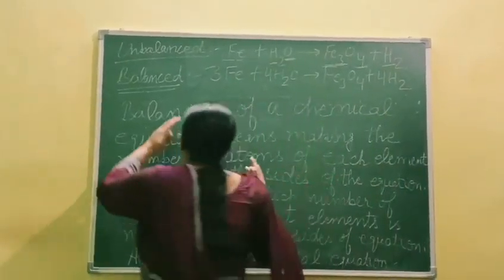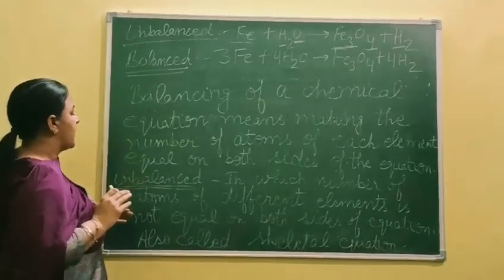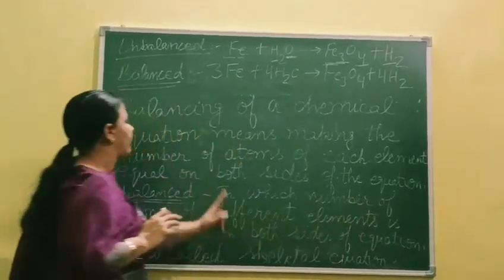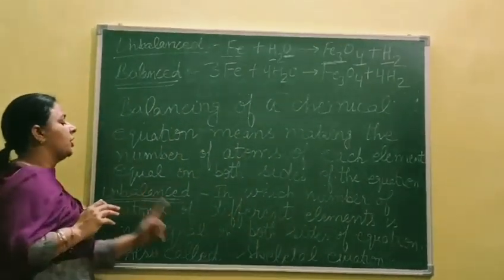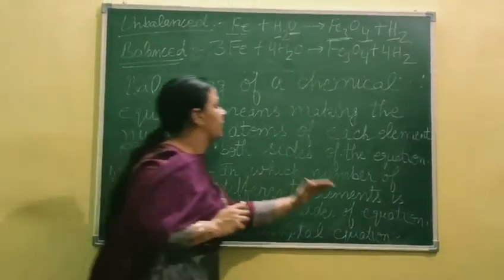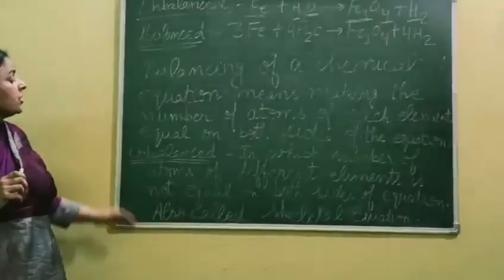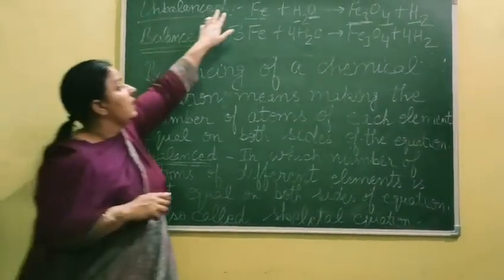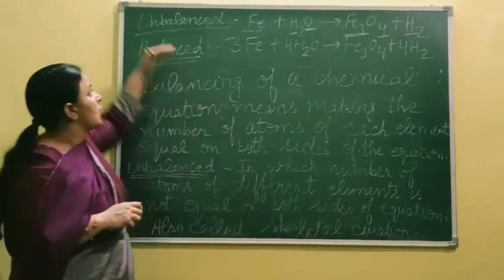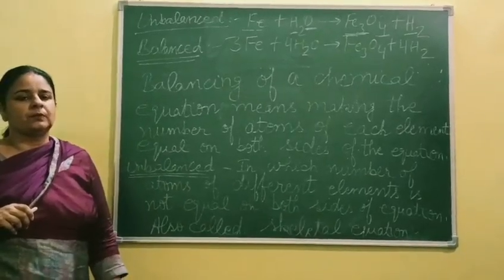So the equation in which number of atoms of different elements is not equal on both sides of the equation is called skeletal equation or unbalanced equation. So ये जो equation है इसमें number of atoms बराबर नहीं है. So ये equation unbalanced गिनी जाएगी. It is unbalanced chemical equation.